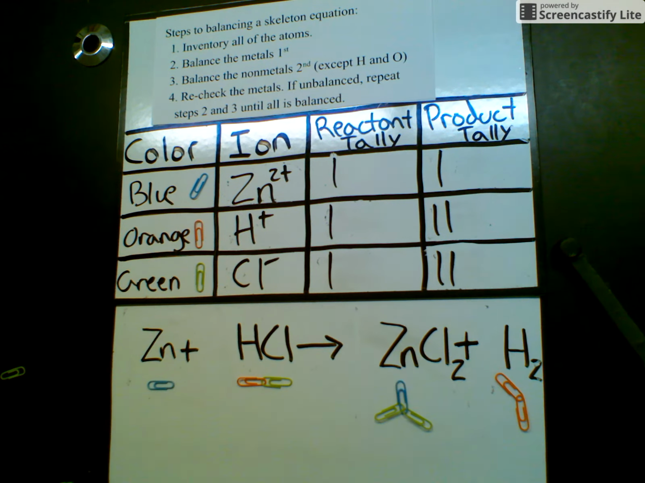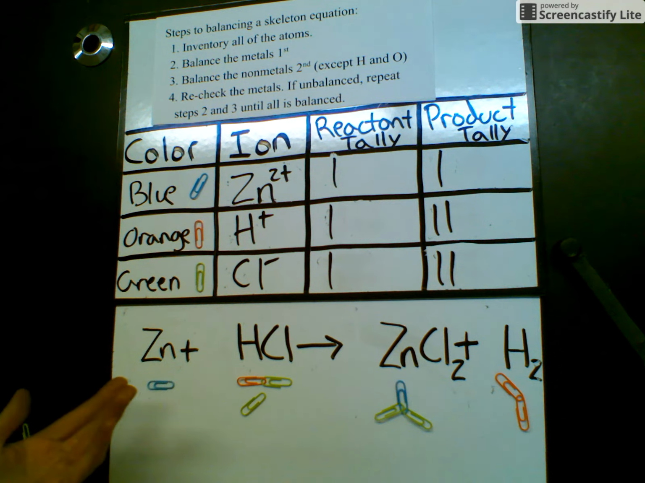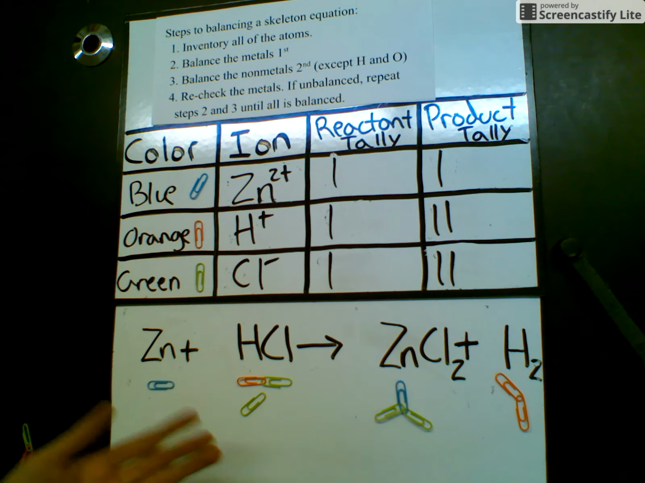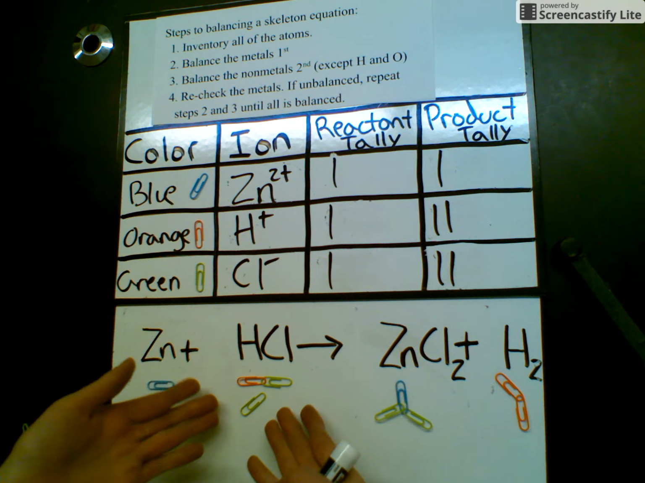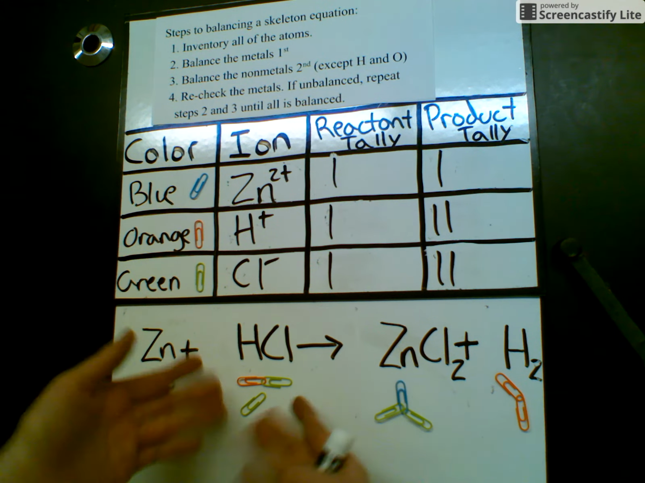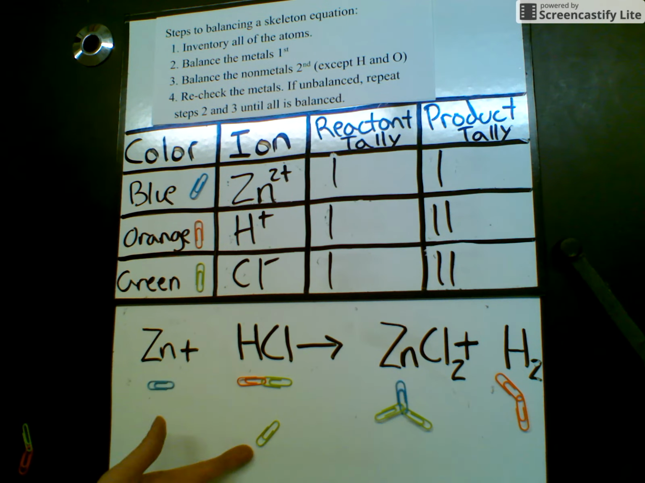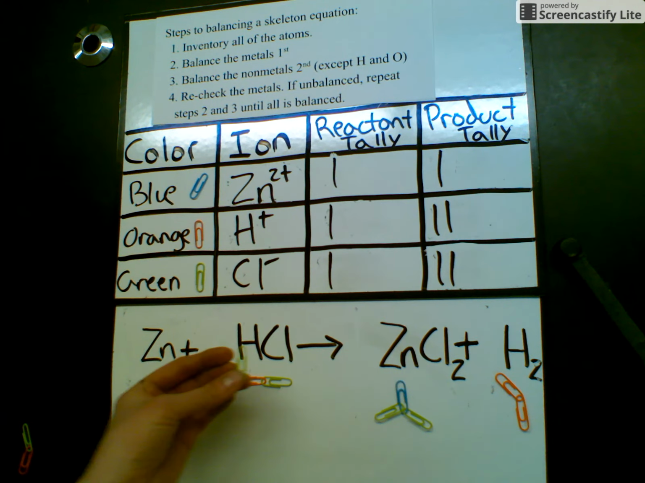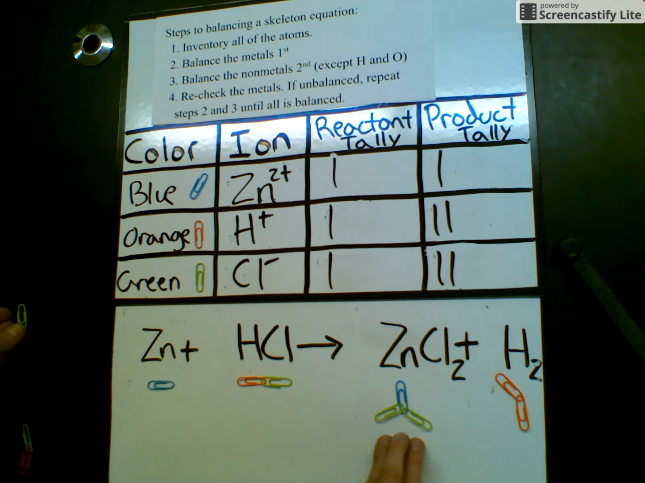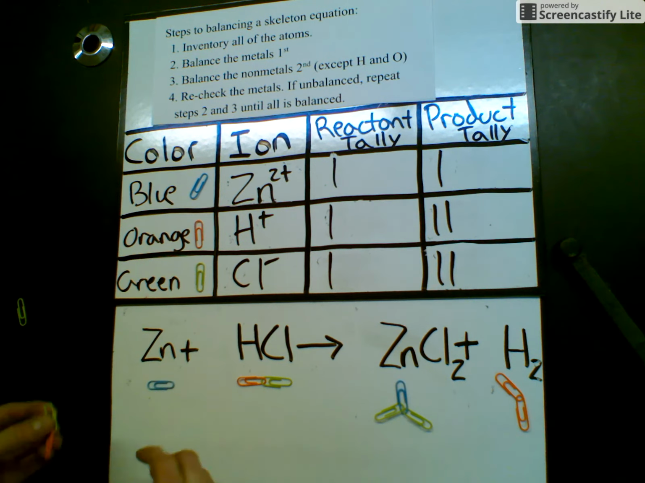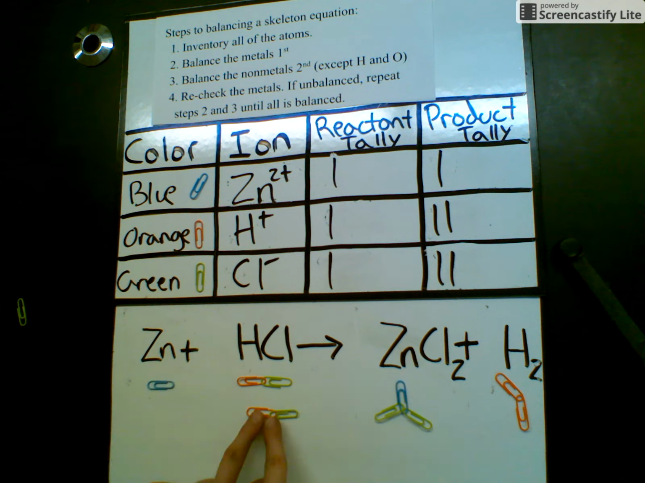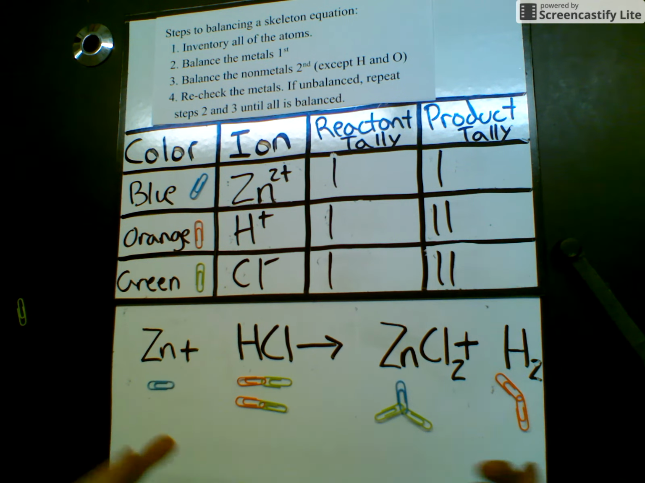How am I going to do that? Well, a lot of people would just take a chloride ion and add it. But the problem with that is chloride doesn't exist like this on the reactant side. It exists in a molecule of hydrochloric acid. So instead of adding singular paper clips, you're only allowed to add molecular units. So I'm going to go ahead and add another hydrochloric acid molecule.